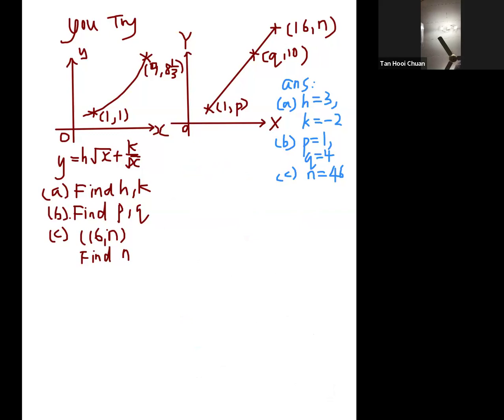Okay, for question 8, I want to change it to linear form. How to change? Very simple. I need to multiply by x for all the terms. Okay, I show you. Here times x, here times x. So later, you cancel.